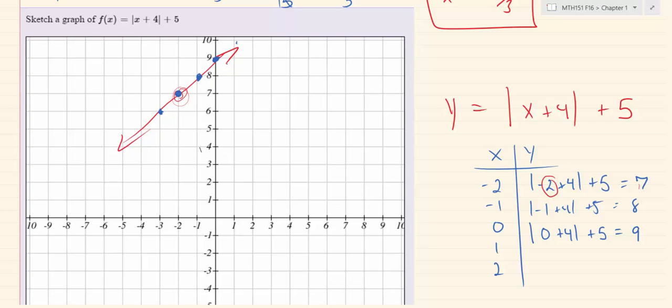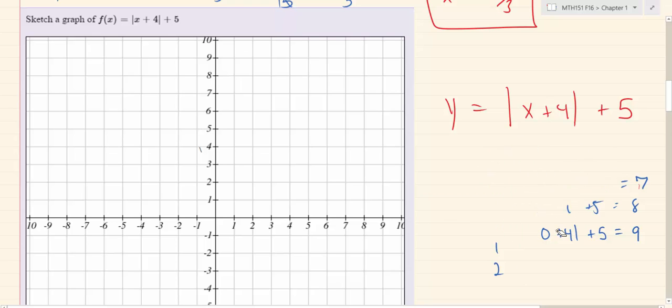But what if you kept plotting points and you plotted more and more points? Or if you learned how to read this equation? Before we actually answer this one, let me start you out with a simpler model. Okay, so I'm going to get rid of all this. We'll come back to it. But what would the graph of y equals the absolute value of x look like?